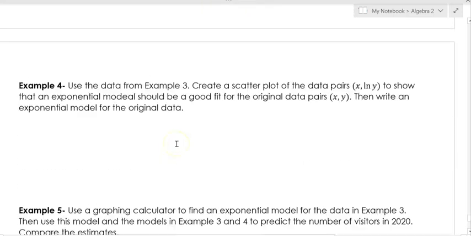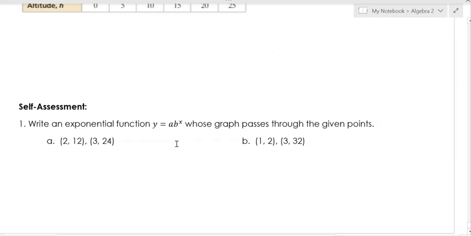Okay, let's look real quick down here on the self-assessment. Let's try at least one of these real quick. Super fast, they give you the points, and you're going to label them x and y. So I'm going to have 12 equals ab squared. And then this one, same thing. I'm going to have 24 equals ab cubed.